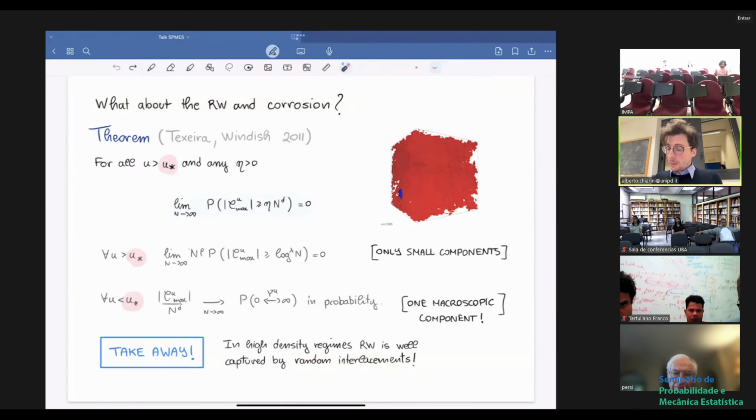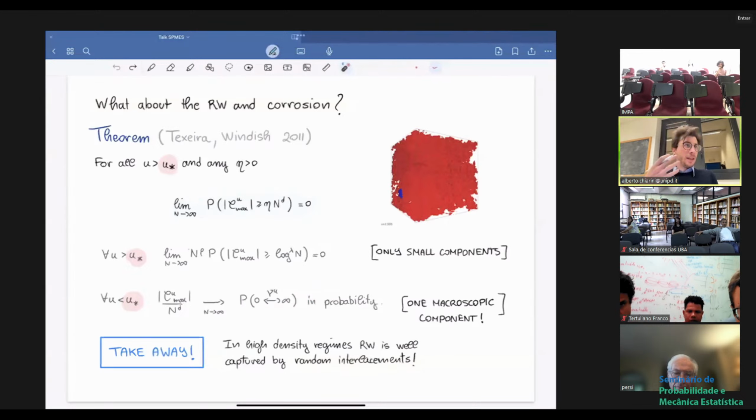And not only that, now that the sharpness of the phase transition has been established, one can also give an even finer characterization, saying that when U is bigger than U star, there are only small components. And when U is smaller than U star, the biggest component has a macroscopic size, and it is exactly given by n to the d times this quantity.